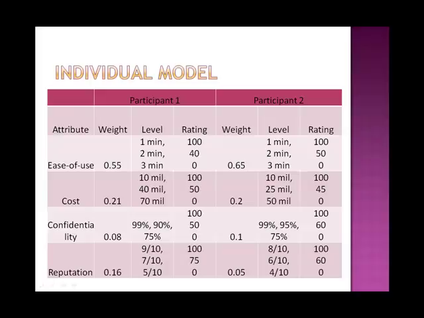For reputation, participant number 1 felt that if a vendor was recommended by previous users 5 out of 10 times they had a low reputation, 7 out of 10 times they had an average reputation, and 9 out of 10 times they had a high reputation. The same steps were then taken with participant number 2. The stakeholders then provide a rating for each attribute. This represented which sub-attribute they felt was the best option for that attribute and which was the worst.